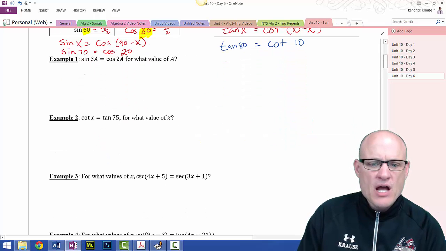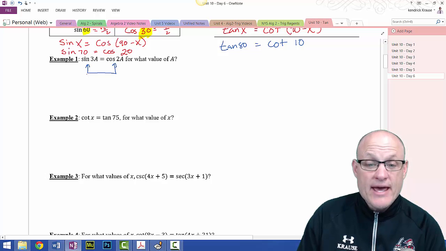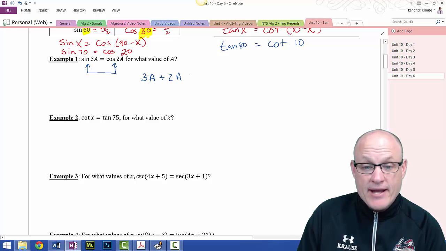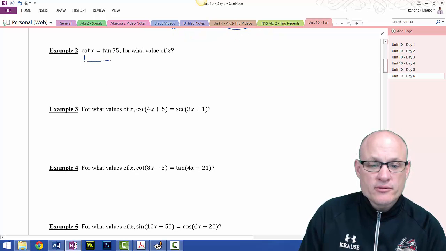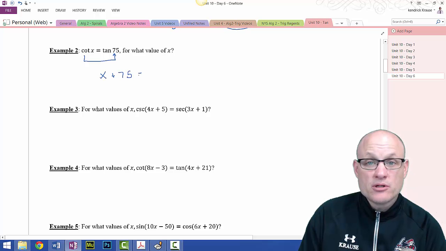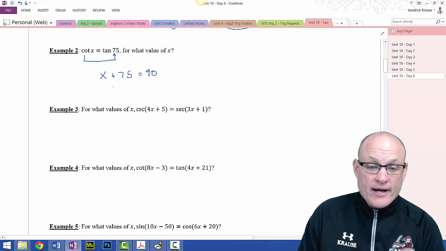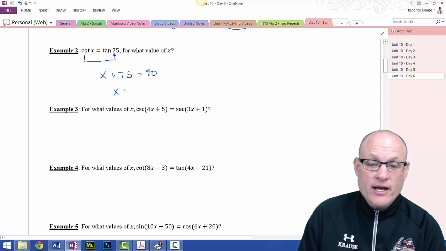For example, I want to know when the cosine of 3a is equal to the sine of 2a. I want to know what the value of a is. Well, it's very simple. I just take 3a and add 2a, and we know that if they're equal, they have to add up to 90 degrees. So 5a equals 90. When I divide by 5, I get a equals 18. Here, cotangent has to equal tangent when the two angles add up to 90 degrees. So if x plus 75 is 90, then clearly x has to be 15 degrees.